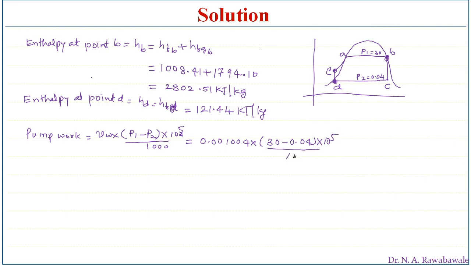divided by 1000. On simplification, this gives us (30 minus 0.04) into 100 into 0.001004. So pump work is 3.007 kilojoules per kg. This is how we got pump work.